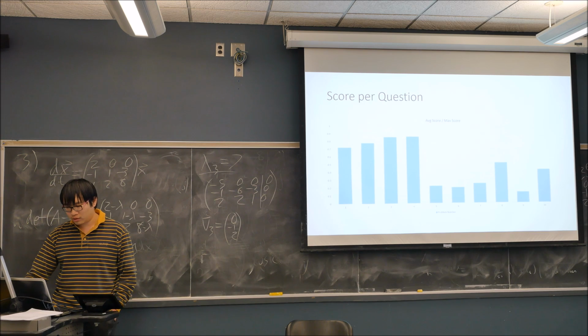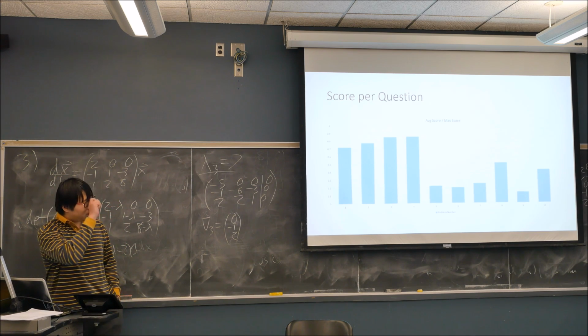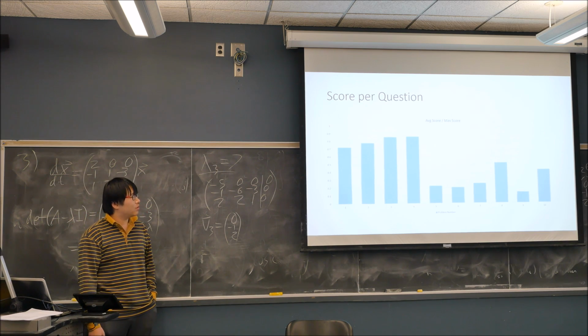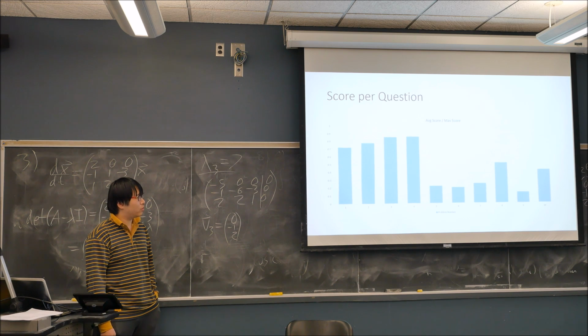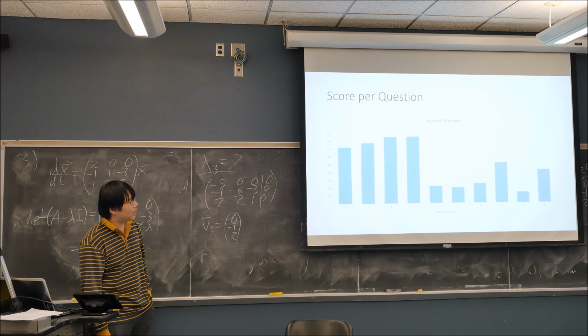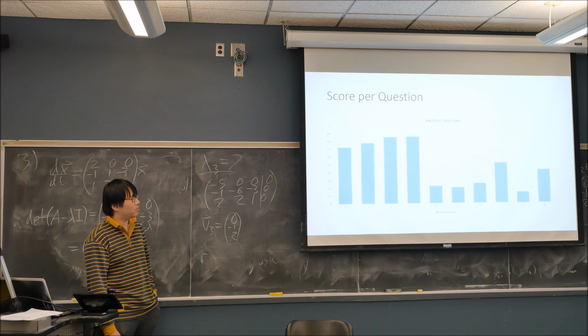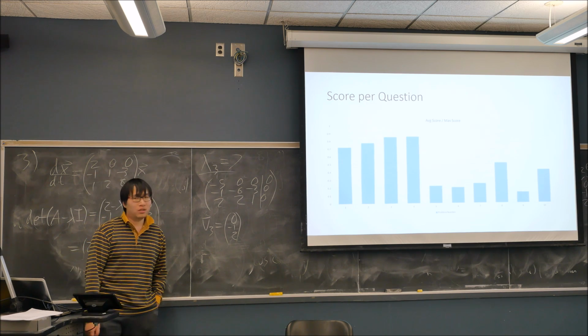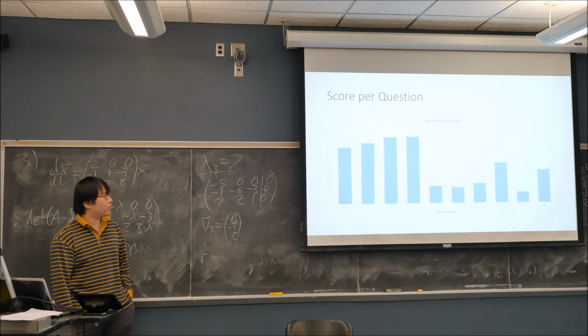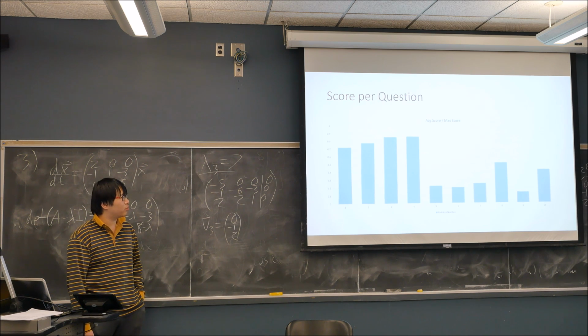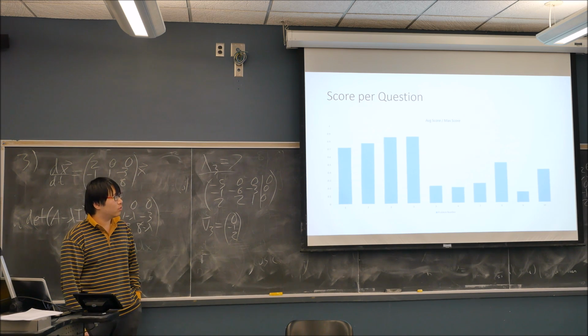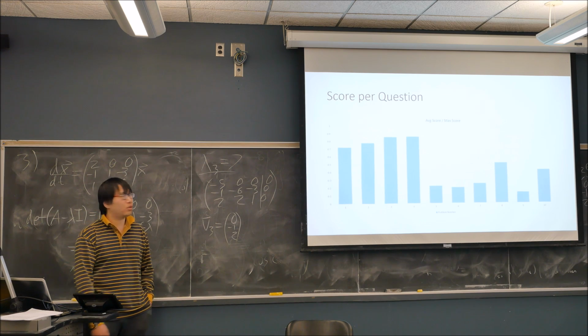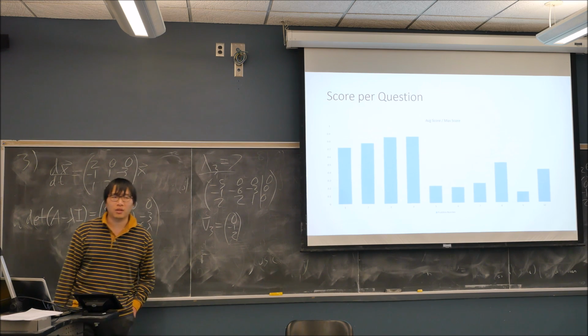Okay, this is the score per question. You can see that students do pretty well on the first 4 questions. For the last 6 questions, problem 8 is okay, since problem 8 is pretty easy. Problem 10 is also pretty easy. I'll go over the graph part in problem 1, and then I'll go over the last 6 problems, since problems 2, 3, 4 are pretty easy actually.